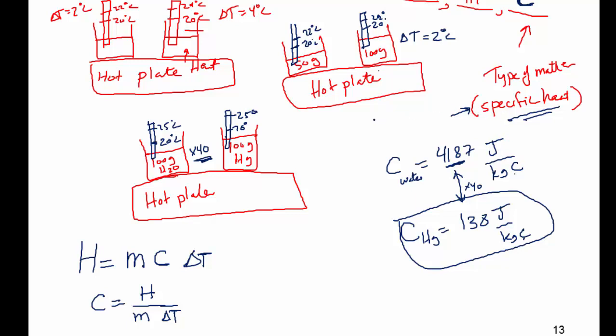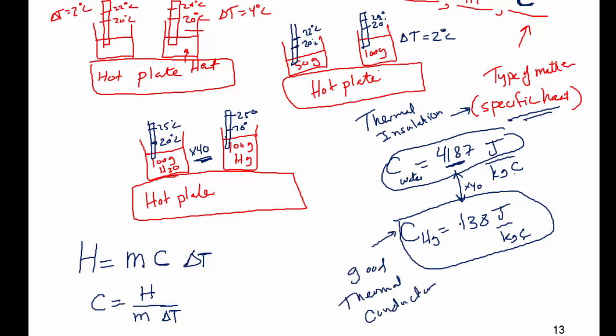So specific heat is a measure of thermal insulation, meaning how much the temperature of the matter resists the heat exchange. The bigger the specific heat, the more its temperature will resist the heat exchange. So it's not easy to heat water. Water has very high specific heat, 4,187. So you need to give it 40 times more heat than mercury in order to cause the same change in the temperature. While mercury is a very good thermal conductor, because its temperature is very sensitive to the heat exchange. You need to give it a small amount of heat and you'll see rapid change in its temperature.